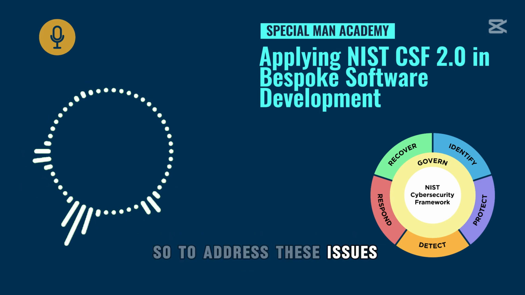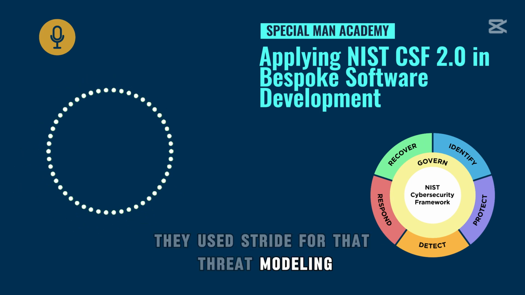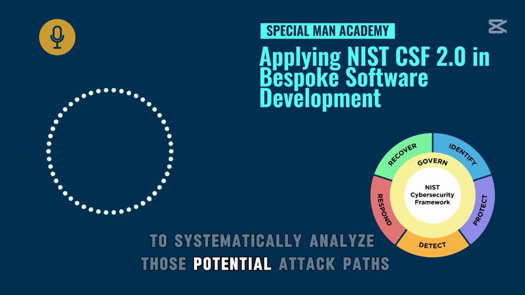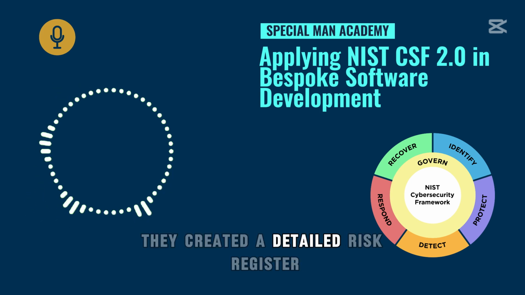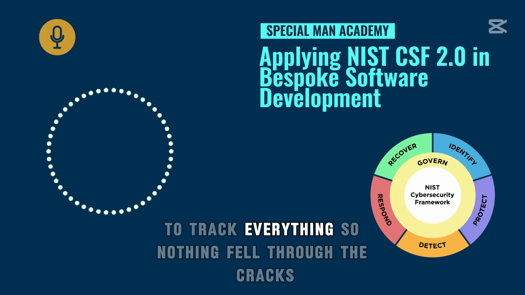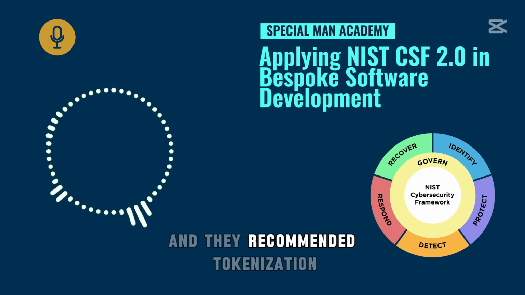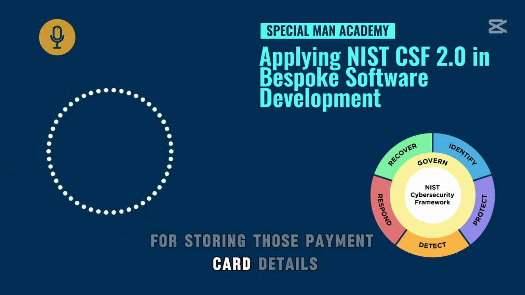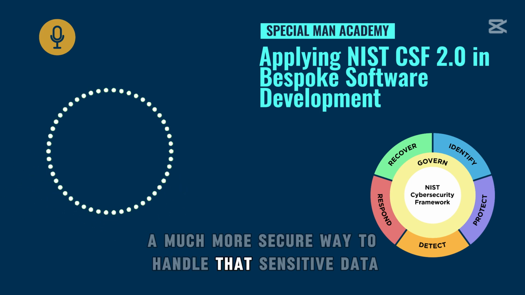So to address these issues, they used STRIDE for that threat modeling, to systematically analyze those potential attack paths. They created a detailed risk register to track everything, so nothing fell through the cracks. And they recommended tokenization for storing those payment card details. A much more secure way to handle that sensitive data.